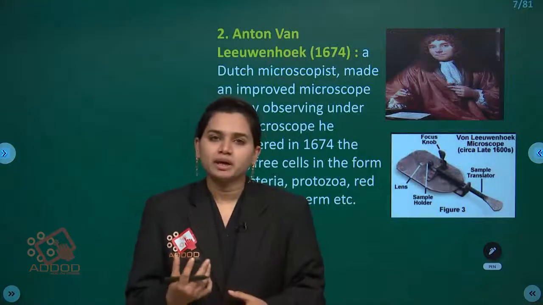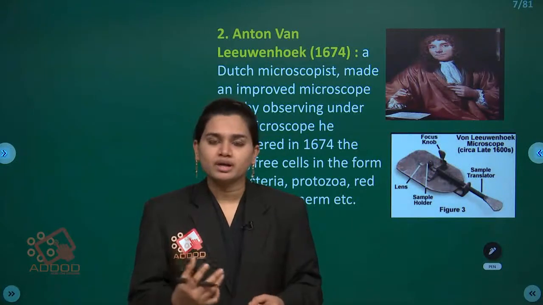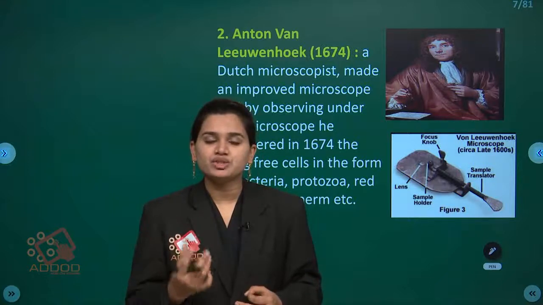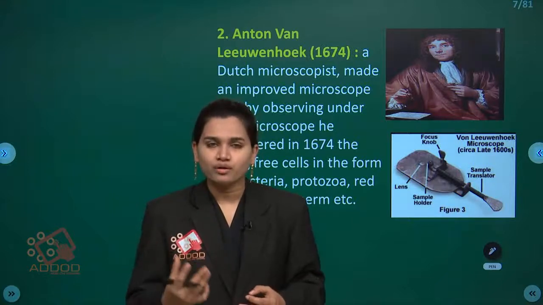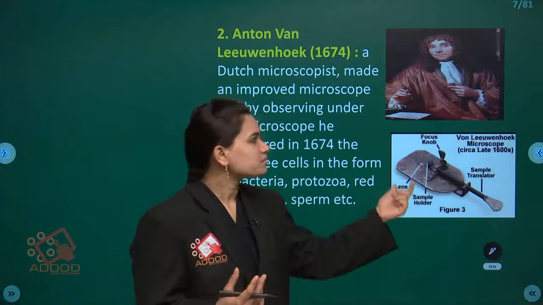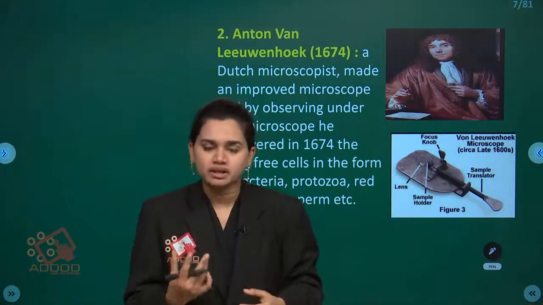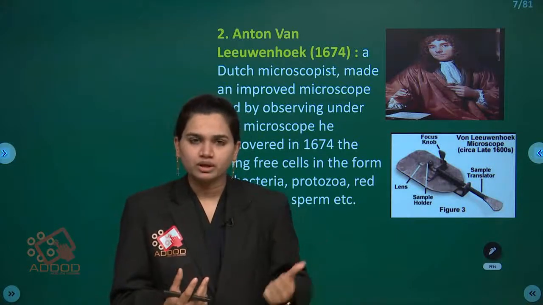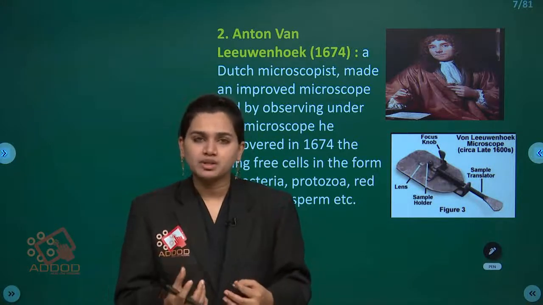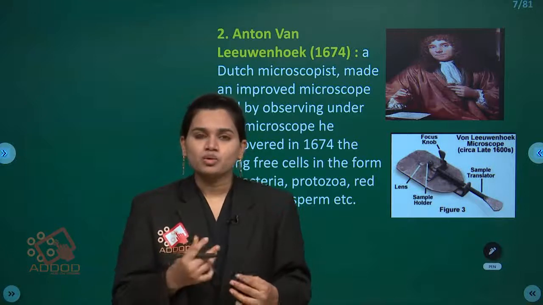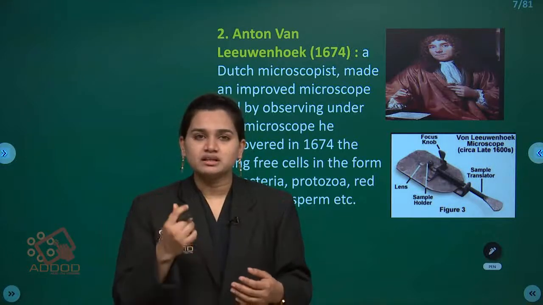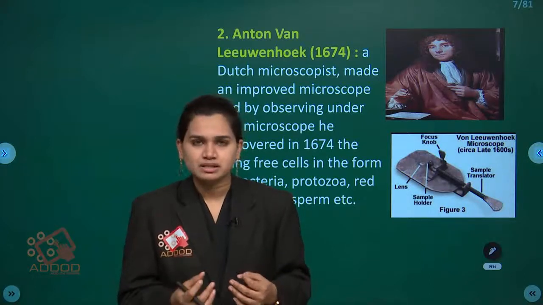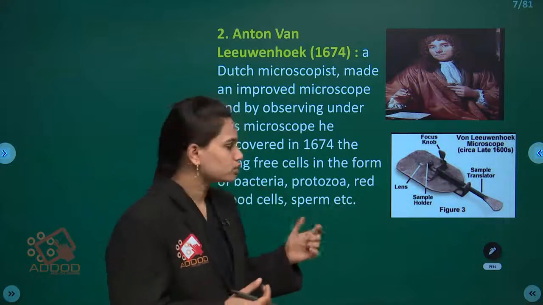Later on, Antony van Leeuwenhoek discovered a microscope. That microscope could help in visualizing the internal structure of the cell. The microscope was made by Antony van Leeuwenhoek himself, so the first microscope was also made by Leeuwenhoek only. He observed different types of cells. He took tooth scrapings of his own teeth and tried to observe the cells in the microscope.